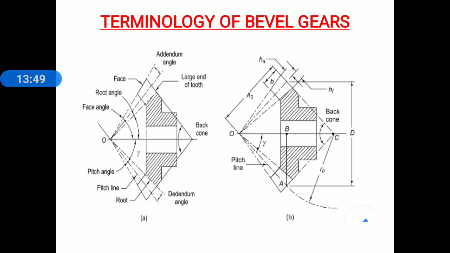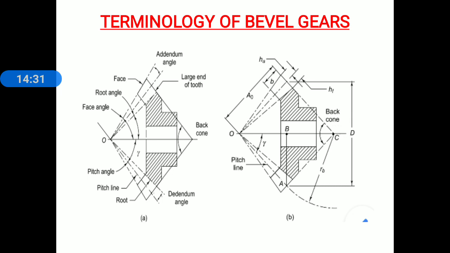Figure B, look at figure B. O is the apex point of the pitch cone, C is the apex point of the back cone. See these two points. O to C is the axis of the bevel gear. Small b is the face width at the large end of tooth. H suffix a, addendum, H suffix f, dedendum, gamma, pitch angle. Gamma is the pitch angle, pitch line.